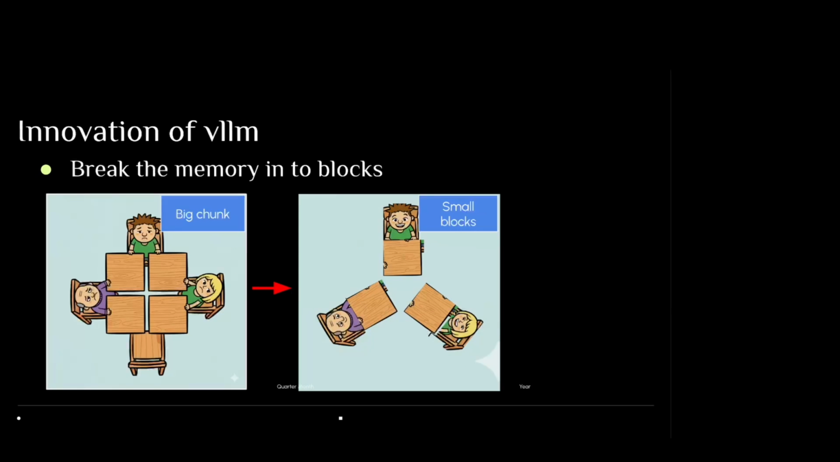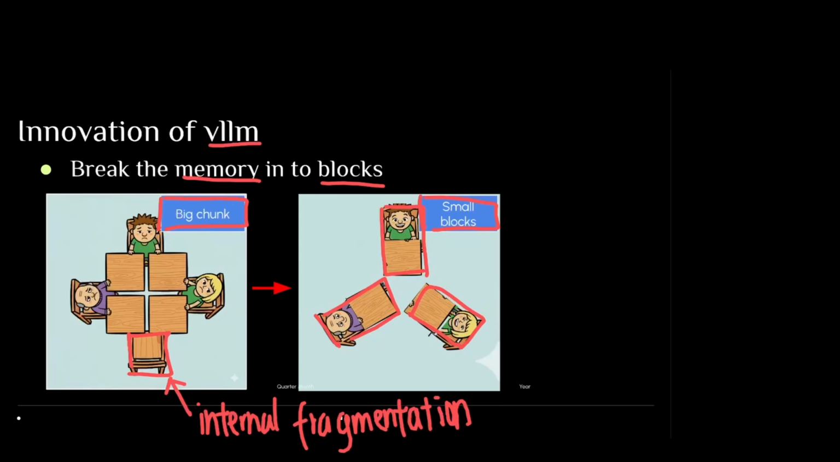What is the innovation of vLLM? It breaks a contiguous memory, so a big chunk, into small blocks. Each person can now have their own tables. And if a party has a size of 3, each person can pull over their table and form a party of the original size. This reduces the memory waste, which is called internal fragmentation, and drastically improves the memory efficiency.